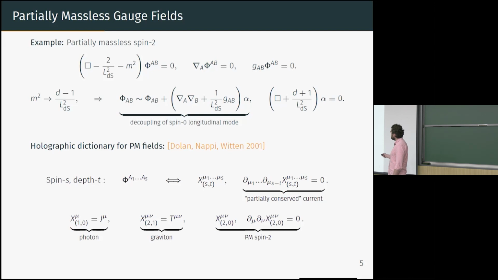So I'll use this notation throughout this talk, which is this X sub S comma T. So S is the spin and T is the depth. So an X sub 1 comma 0 is like an ordinary conserved current of spin 1. So this would be dual to a photon in the bulk. An X sub 2 comma 1 is spin 2 depth 1. So this is an ordinary conserved spin 2 operator, which would be the stress tensor, which would be dual to a graviton. And then the first interesting thing is this partially massless spin 2, which is a 2 comma 0, which is annihilated by taking divergences on both of its indices.